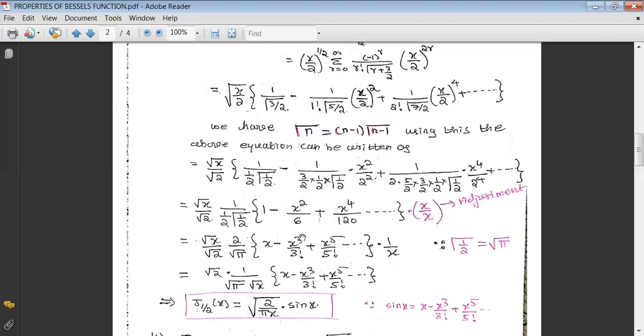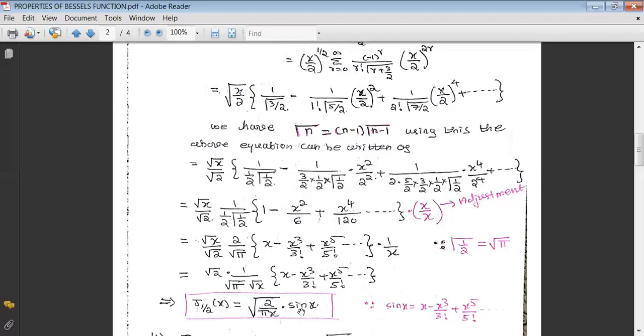Now this is x minus x cubed by 3 factorial, because 6 is 3 factorial and 120 is 5 factorial. That becomes x minus x cubed by 3 factorial plus x raised to 5 by 5 factorial and so on. And this is the series expansion for sin x. Since all are in terms of root, we can write them as a single root, that is root of 2 divided by pi x, into sin x, because this is the power series expression for sin x, that is x minus x cubed by 3 factorial plus x raised to 5 by 5 factorial, and so on.